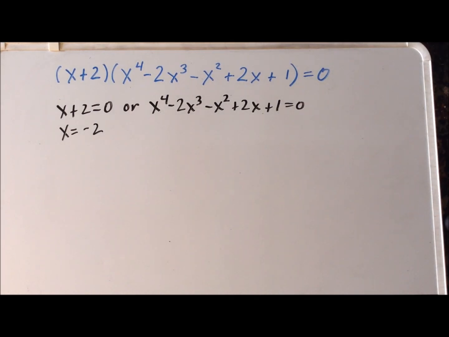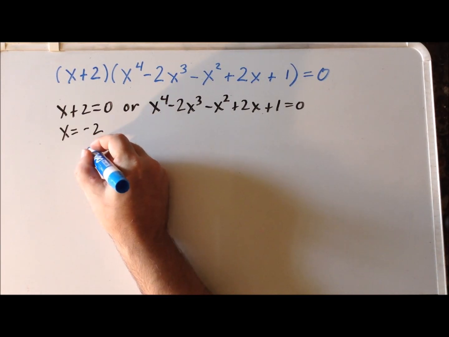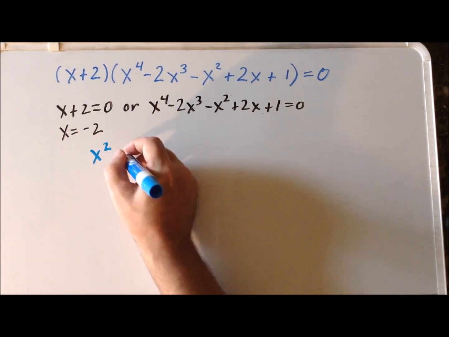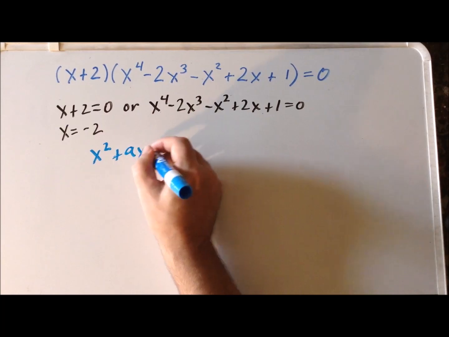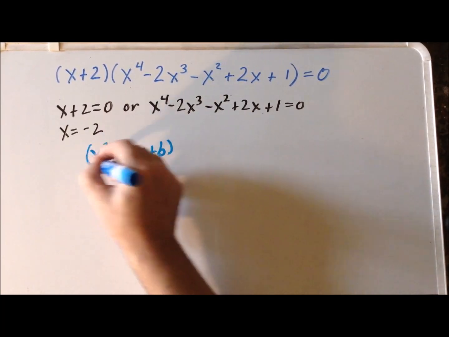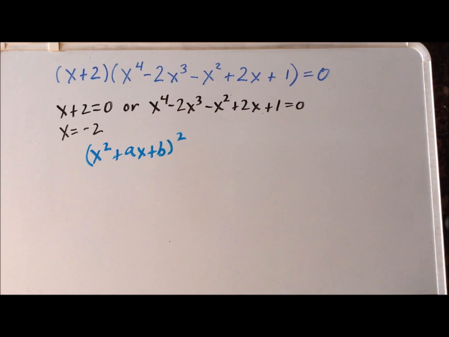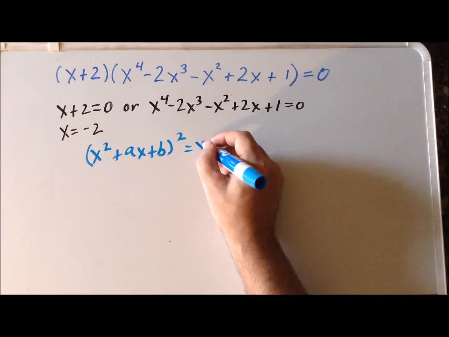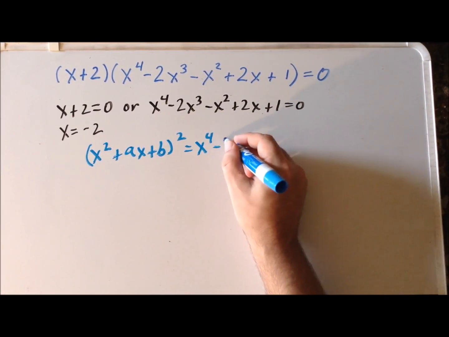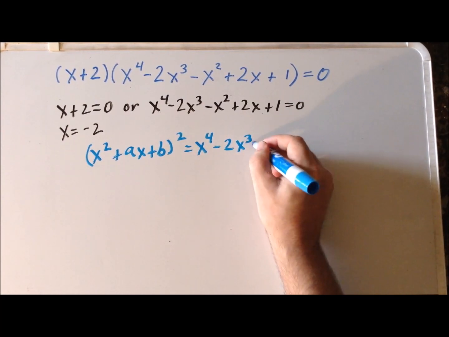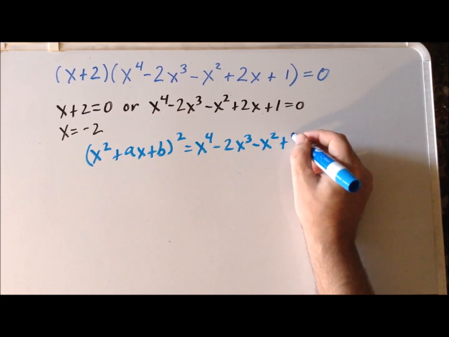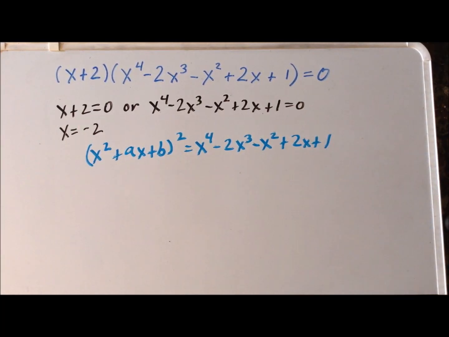The technique that we are going to apply is a version of completing the square. We assume that there is some quadratic equation, which we'll write as x squared plus ax plus b, and that if you square this particular expression, you will get our quartic equation of x to the fourth minus 2x cubed minus x squared plus 2x plus 1. So let's see how we might carry this operation out.